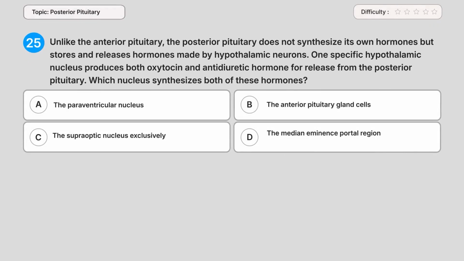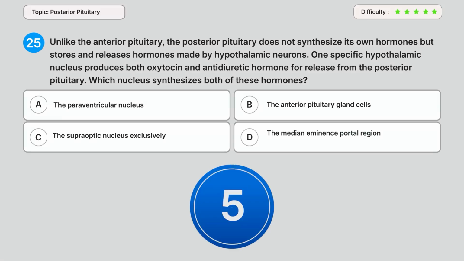25. Unlike the anterior pituitary, the posterior pituitary does not synthesize its own hormones, but stores and releases hormones made by hypothalamic neurons. One specific hypothalamic nucleus produces both oxytocin and antidiuretic hormone for release from the posterior pituitary. Which nucleus synthesizes both of these hormones? A. The paraventricular nucleus. B. The anterior pituitary gland cells. C. The supraoptic nucleus exclusively. D. The median eminence portal region. Do you know the answer?